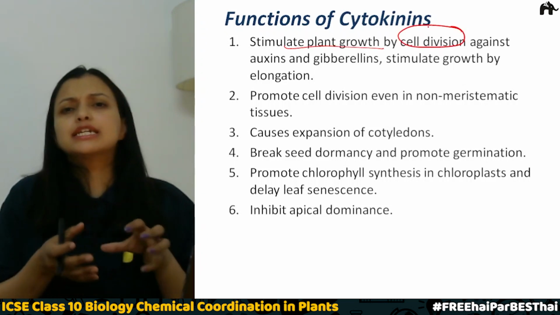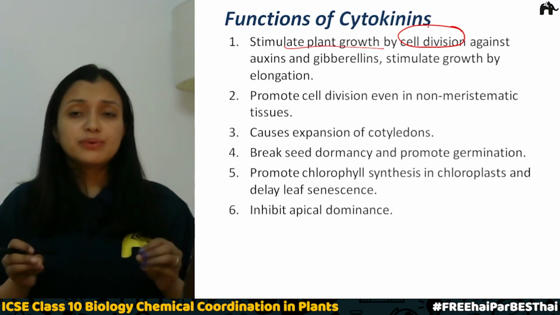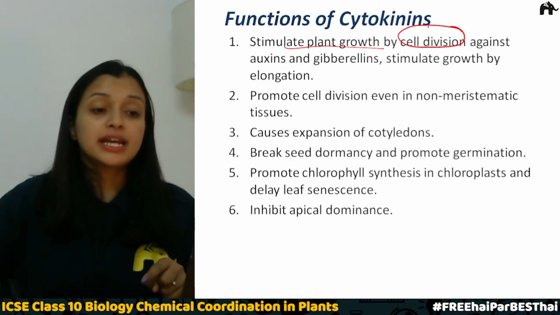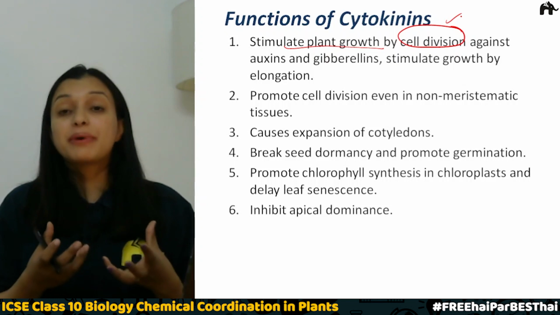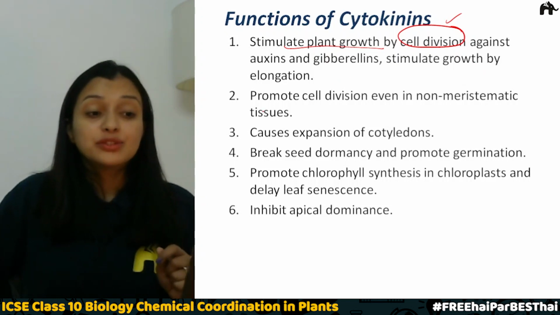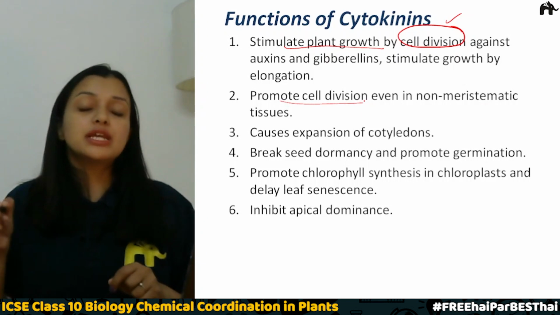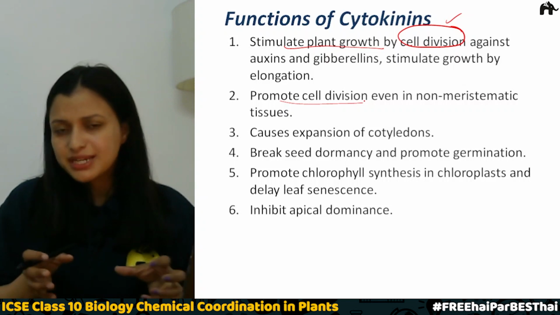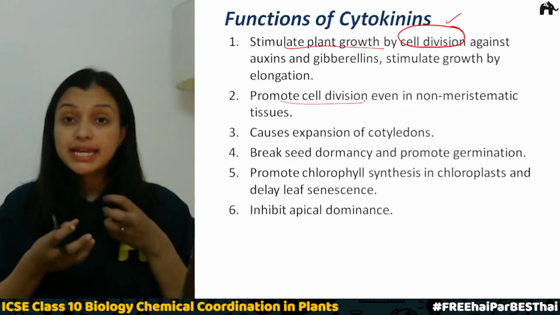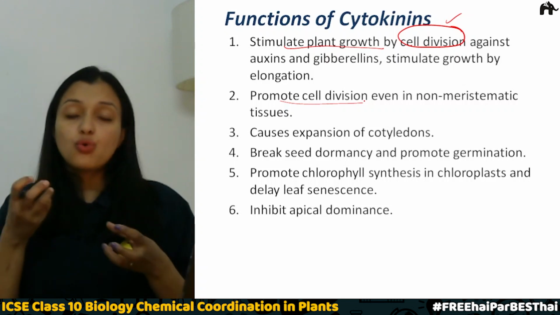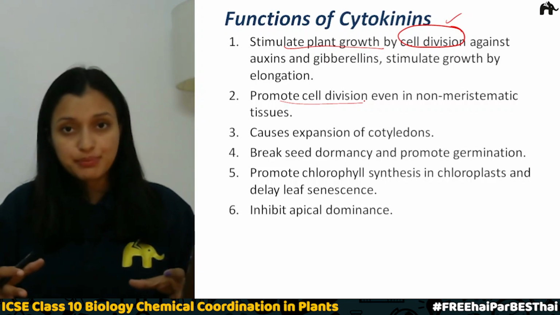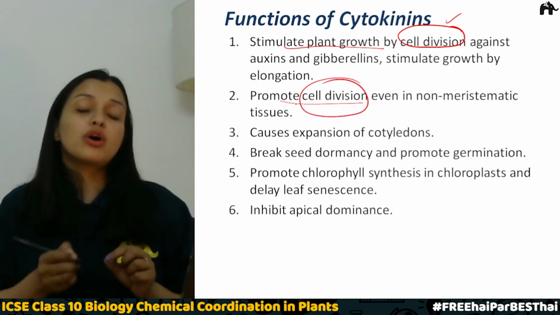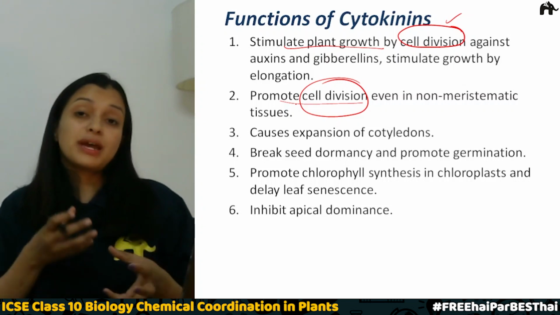So what we have studied in case of auxins and gibberellins, we were talking about the growth by cell elongation. But in case of cytokinins, the plant growth is stimulated by cell division. Right? Now, it also promotes cell division even in non-meristematic cells. When we were talking about auxins and gibberellins, we were talking about the meristems, the site where there are actively dividing cells. So only at those places the cell elongation was happening. But in case of cytokinins, they also promote the cell division even in non-meristematic cells or the non-meristematic tissues.